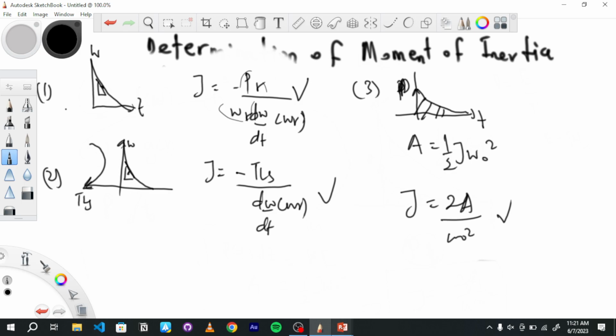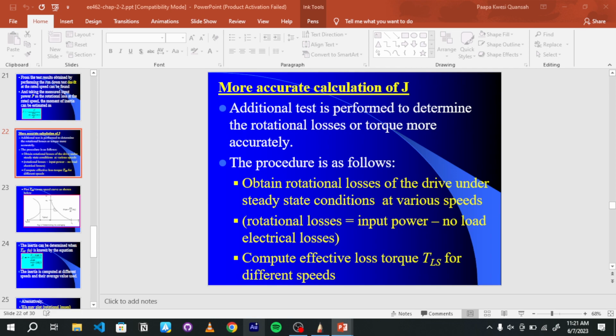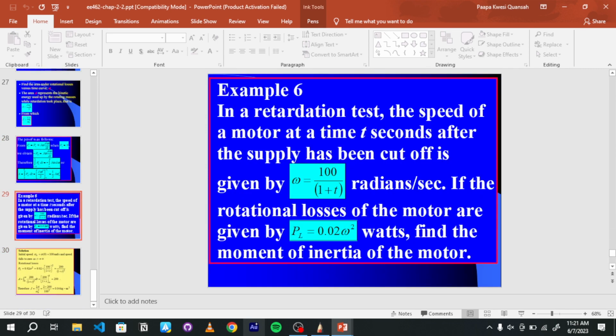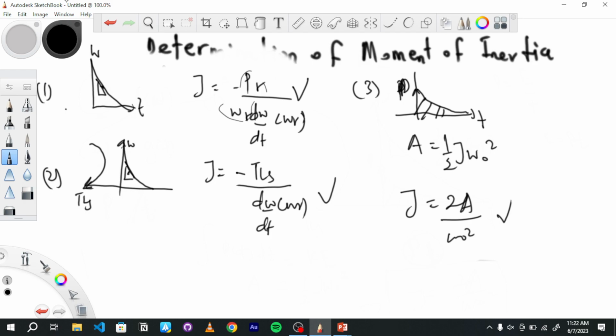So let's take an example. If I forgot to mention, the name of this test is called the retardation test. Don't forget that we run the motor and then we allow it to decelerate. That's retardation, so it's called a retardation test.